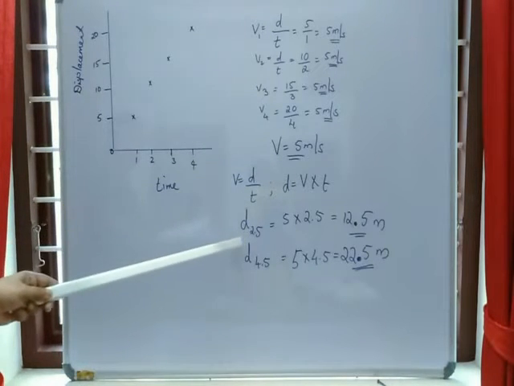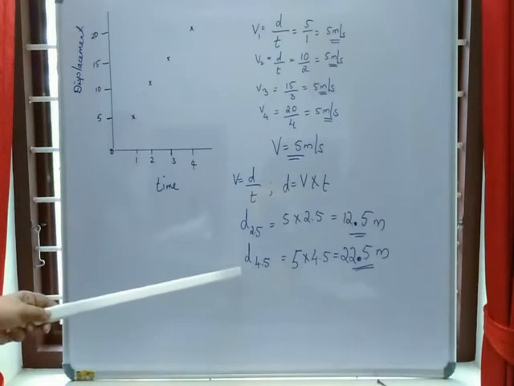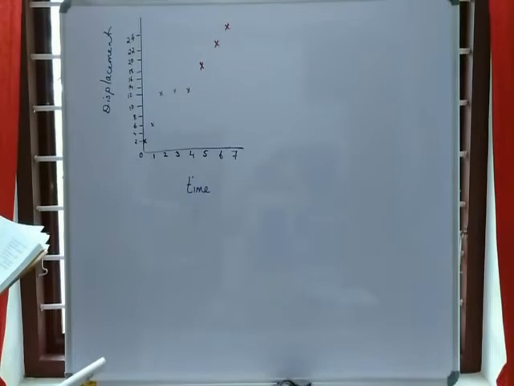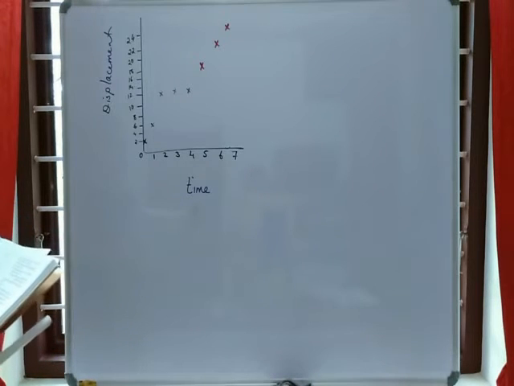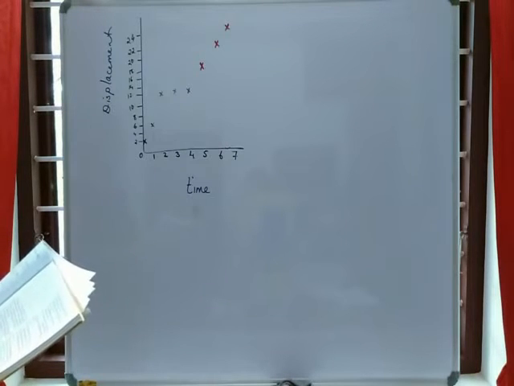Then we calculate the displacement when the object is at 2.5 seconds and the displacement when the object is at 4.5 seconds. Question number 3. A body is moving in a straight line and its displacement at various instants of time is given in the following table. You can find the table in your textbook.